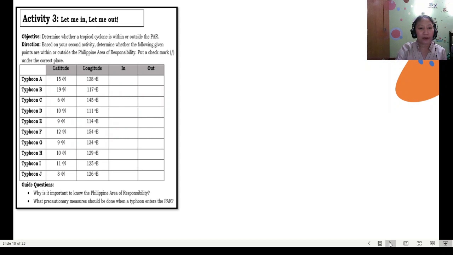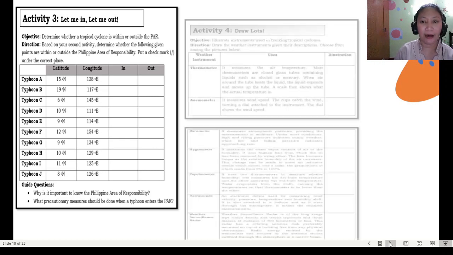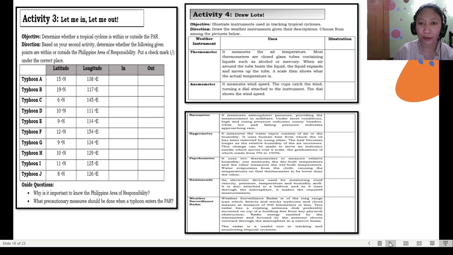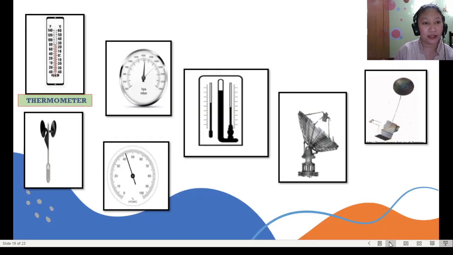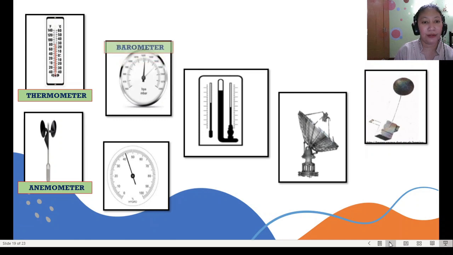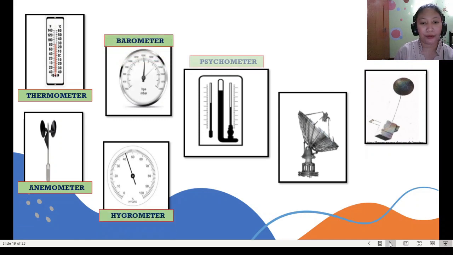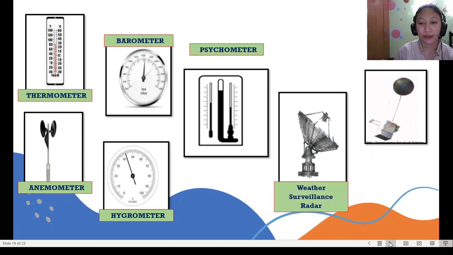Now, for activity rating, sinasabi ko magpa-plot tayo ng typhoon na 10, A to J, and then gamit yung Philippine Area of Responsibility, sasabihin nyo kung in or out yung bagyo. Then you answer the guide questions na dalawa sa baba. And then for activity 4, dodrawin nyo lang illustrations kanina doon sa mga weather instruments. So again, this is thermometer, this is anemometer, then the barometer, hygrometer, psychrometer, weather surveillance radar, and Rawinsonde. So yan yung mga different weather instruments.